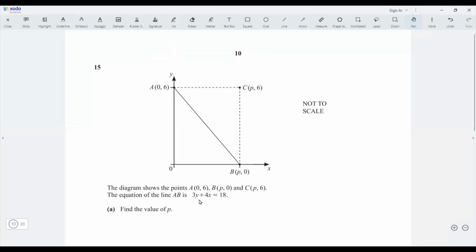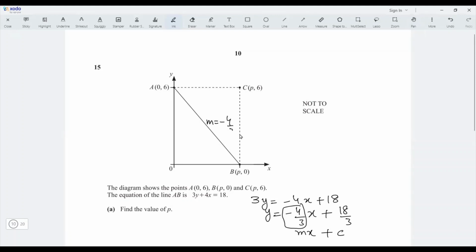So rearrange it, bringing that 4x onto the other side: 3y = -4x + 18, and divide by 3, so y = -4x/3 + 18/3, which is basically 6. But actually we need the gradient. So the gradient is basically -4/3, because if we compare this with y = mx + c, m is -4/3. So using this gradient, we can find the value of p.